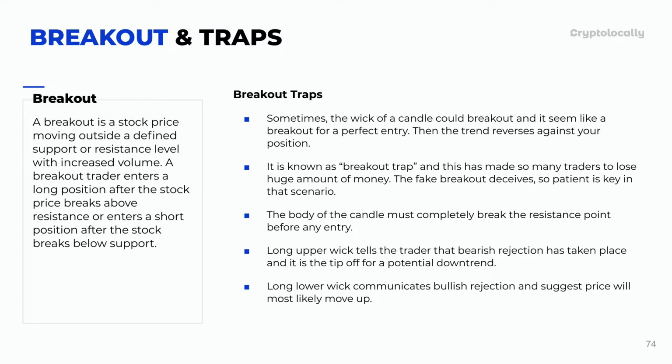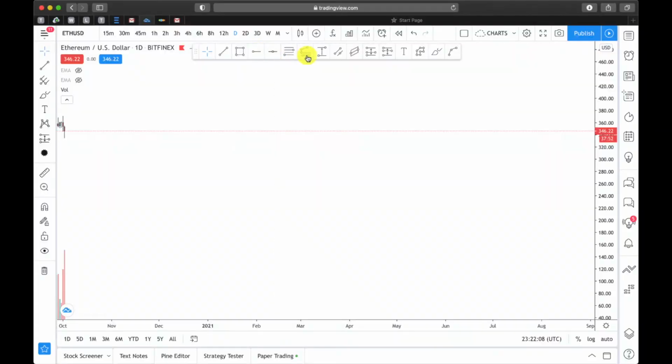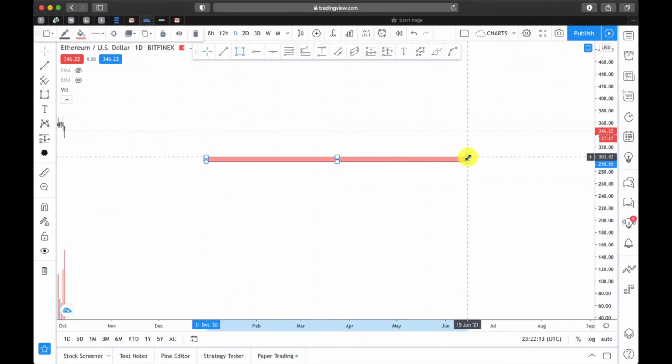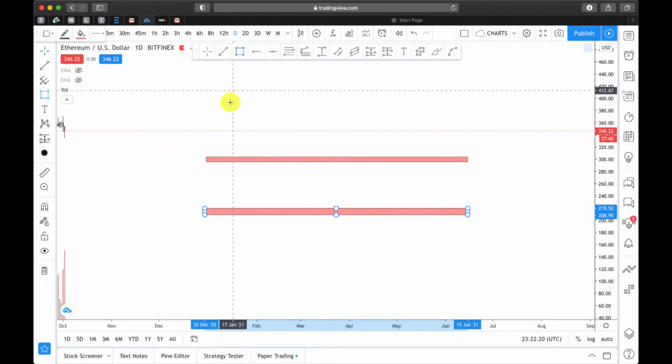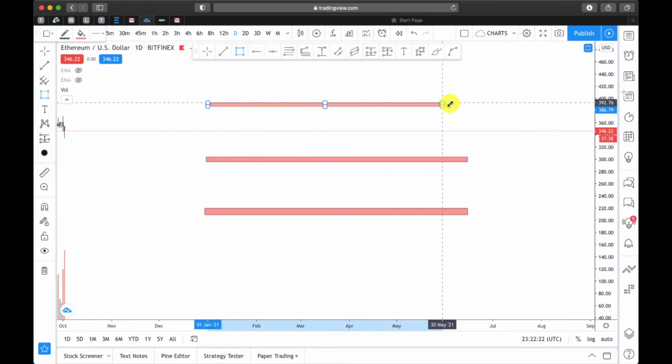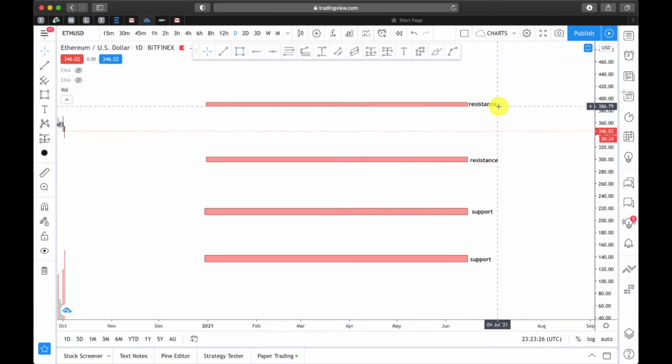So to understand this better, let me give you an illustration on the chart. We know that resistance is always above the price, right? So let's assume this is our resistance, and then we have our support right here. We have another resistance right here. So we have a resistance, another resistance, and a support and another support here. So let's assume price is at support right now, and then it's moving close to the resistance.